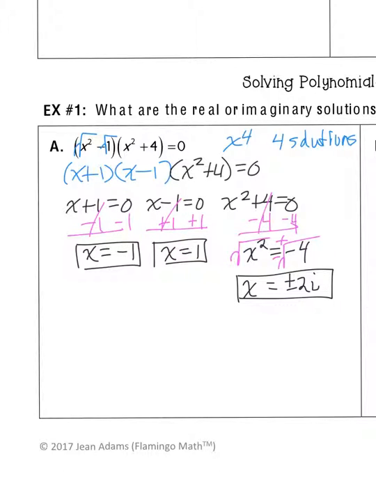So this gives me a total of 1, 2, 3, and 4 solutions. So I have my total of 4 solutions. These two are imaginary. They will not cross the x-axis. These two each have a multiplicity of 1, meaning there's only one of these and one of these. So these will cause the graph to cross the x-axis at -1 and +1.